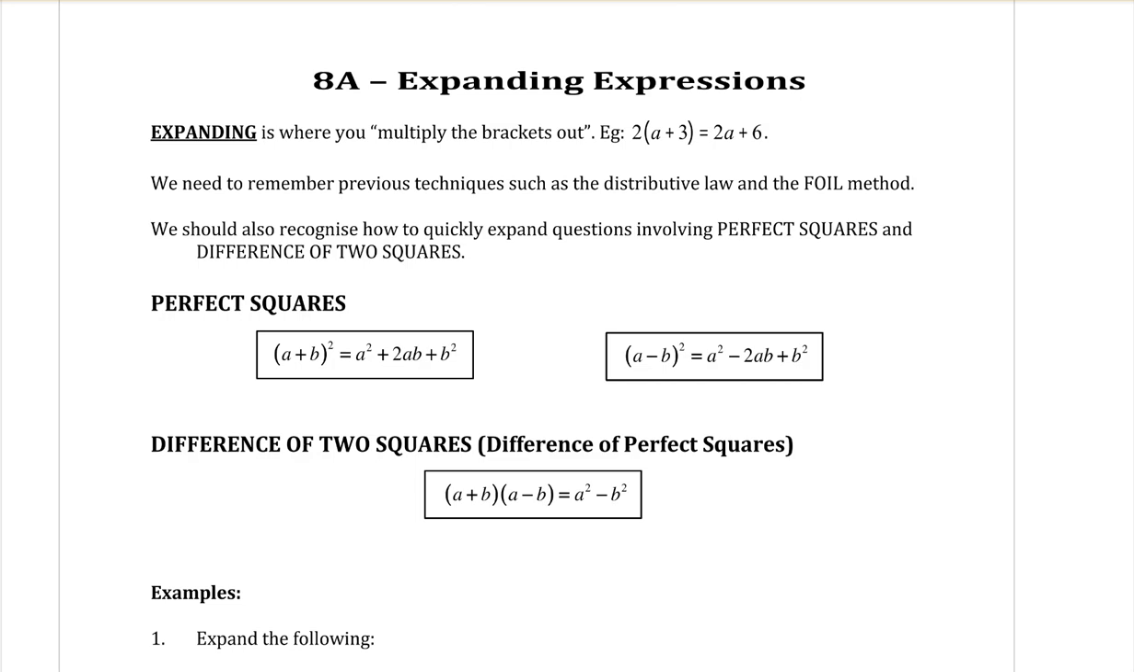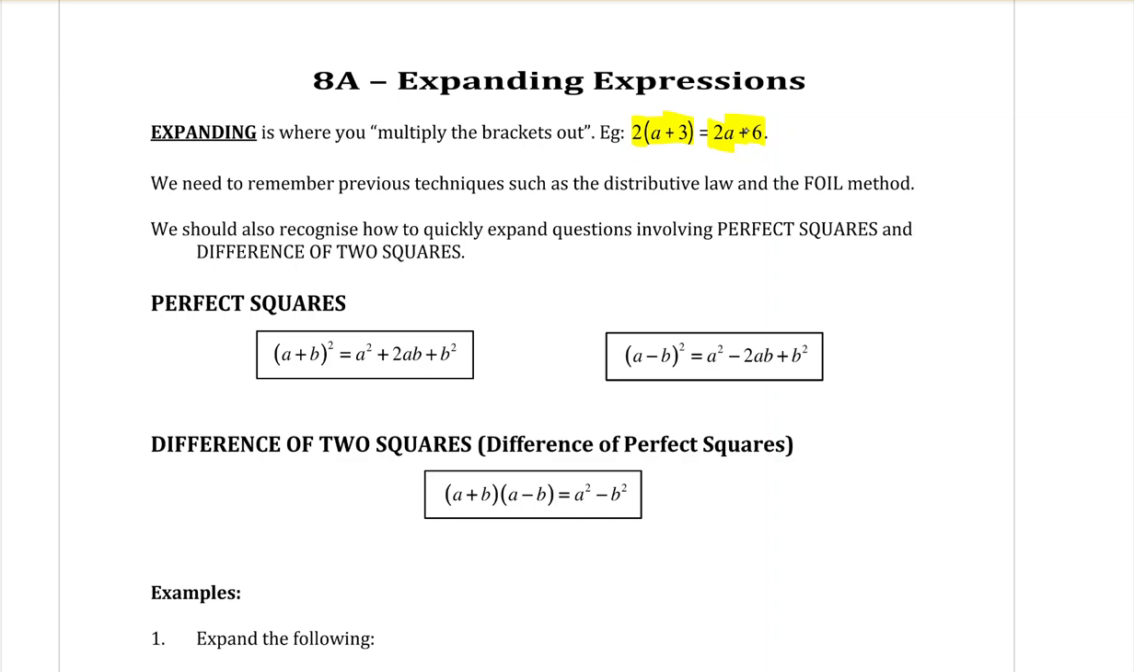So the first thing we're going to do for this topic is expanding, remembering how to expand different things. The first type of expanding that you ever learnt about was the distributive law, where you have a 2 out the front of a bracket and you multiply the 2 inside. So go 2 times A, you get 2A, and then plus 2 times 3 gives 6. Okay, that was the easy stuff that you learnt to do in year 7.